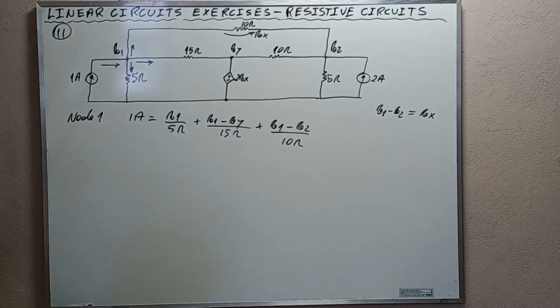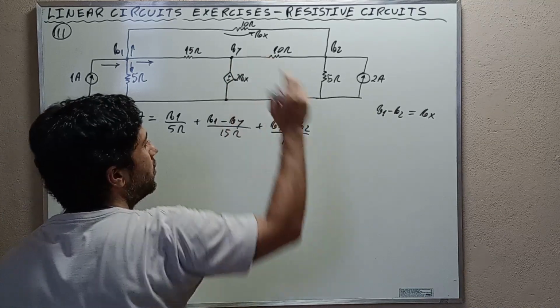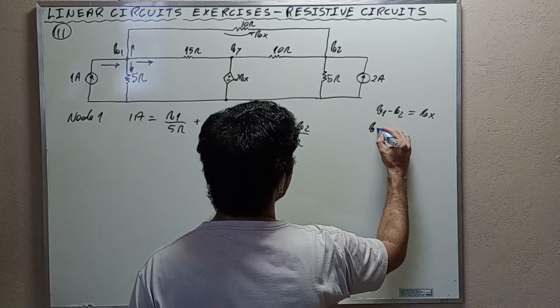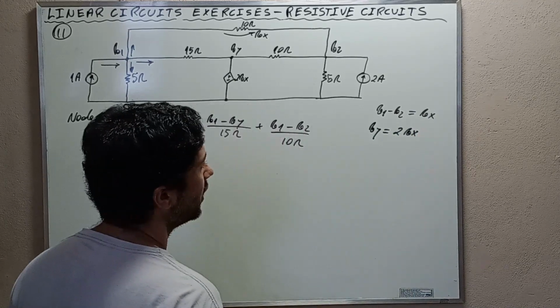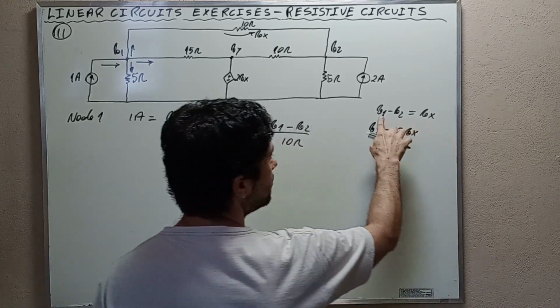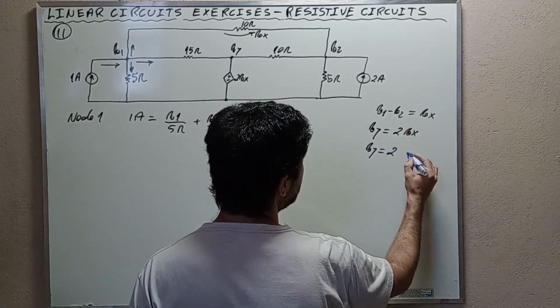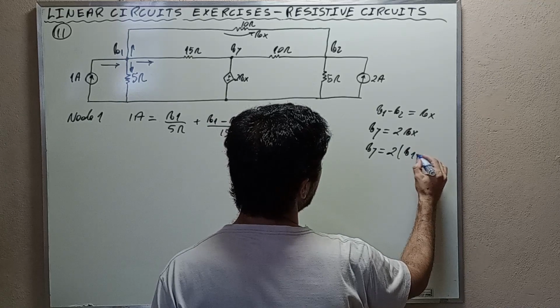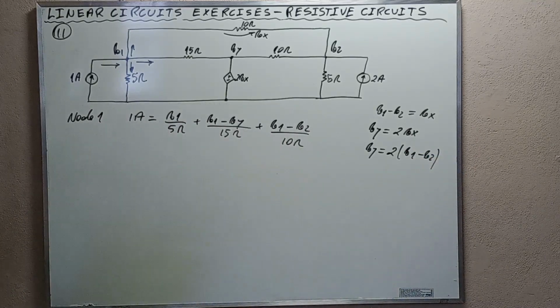So this is what we are going to do. And observe that Vy is this. Vy is equal to 2 times Vx. And Vx is V1 minus V2, then Vy is equal to 2 times (V1 minus V2). This is what we are going to do to calculate everything.